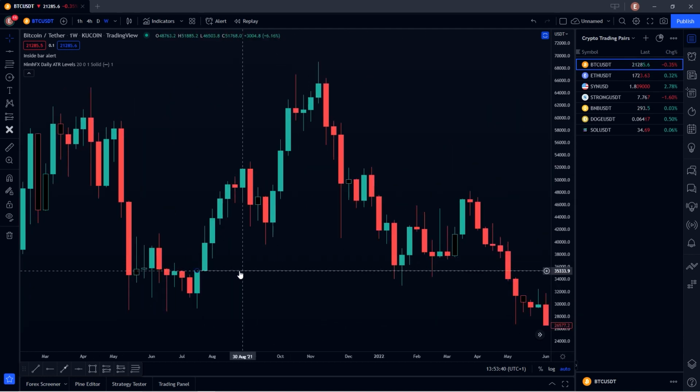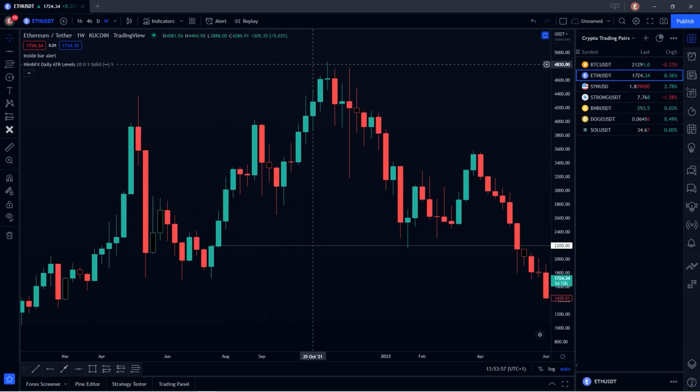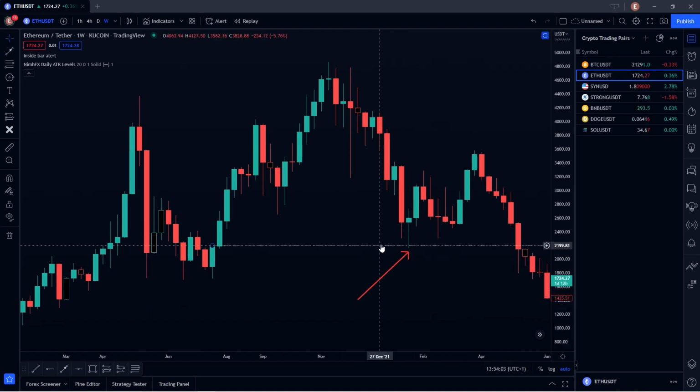So let's go through a few more, and let's see if you guys can see this one. This is ETH, and this is on the weekly. It's very similar to Bitcoin. We have the last high pre-breakout. It breaks out, and then it finds a bid again at the last high pre-break and moves up, as you can see in ETH. Let's find another one.